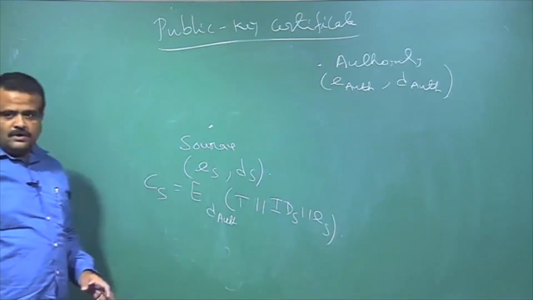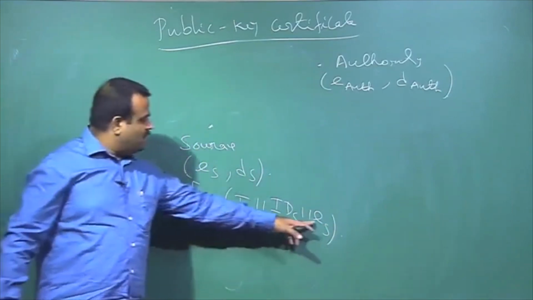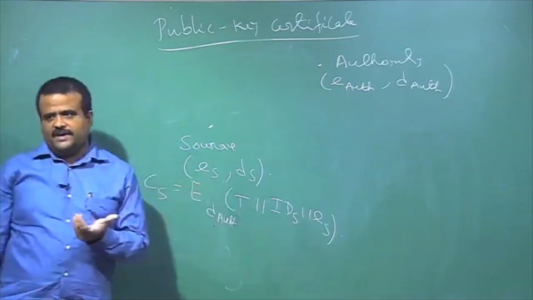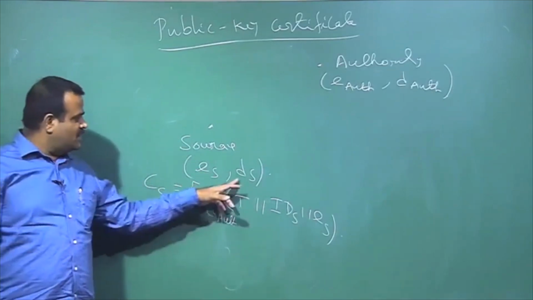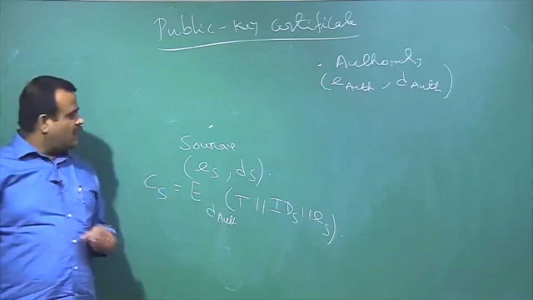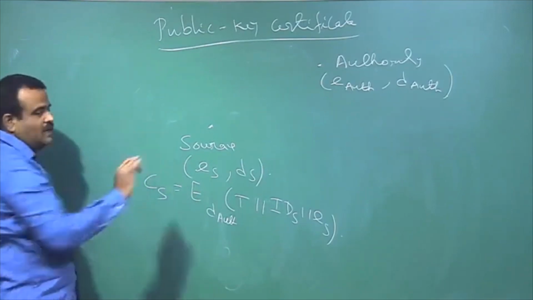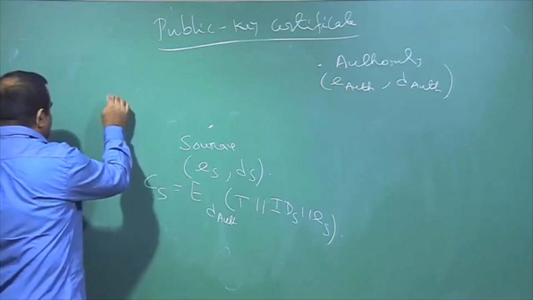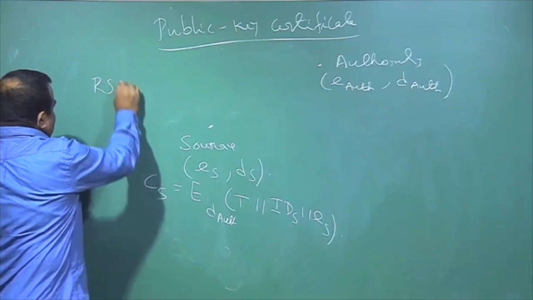Now suppose I want to change my public key because I fear that maybe my secret key is revealed. So I want to run the setup again. Suppose we are in the RSA crypto system, so I want to run RSA setup.